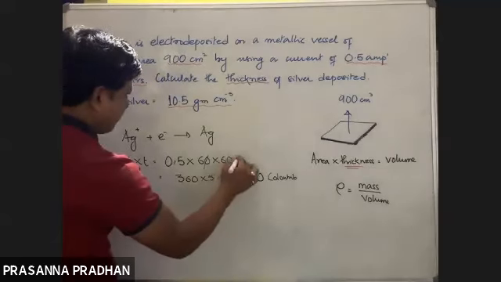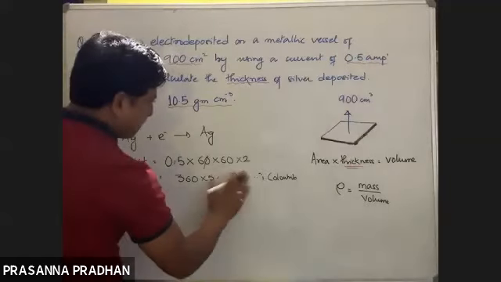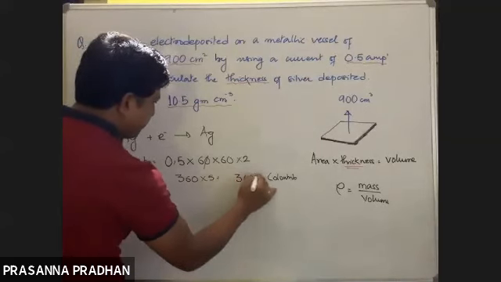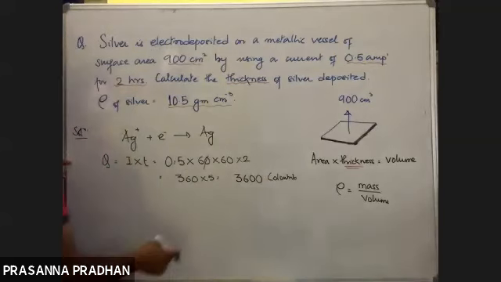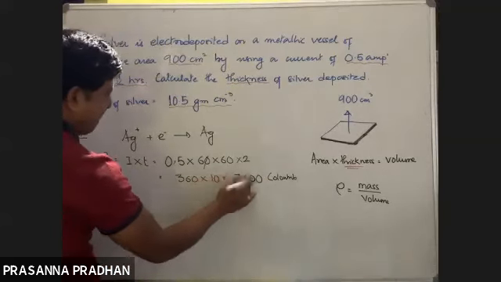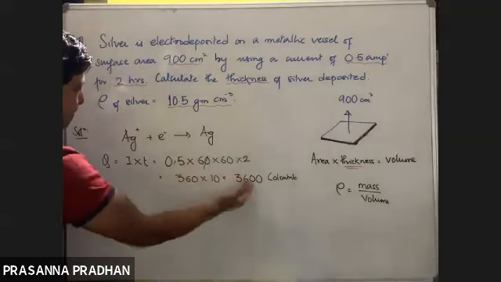1800. 2 hour is the time. Sorry, 1800, so I think it will be multiplied by 2 again. Yes. So 2 18s are how much? 36. 3600. Yes, it is 2 hours. This much coulomb. Fine. So we have calculated the amount of charge.